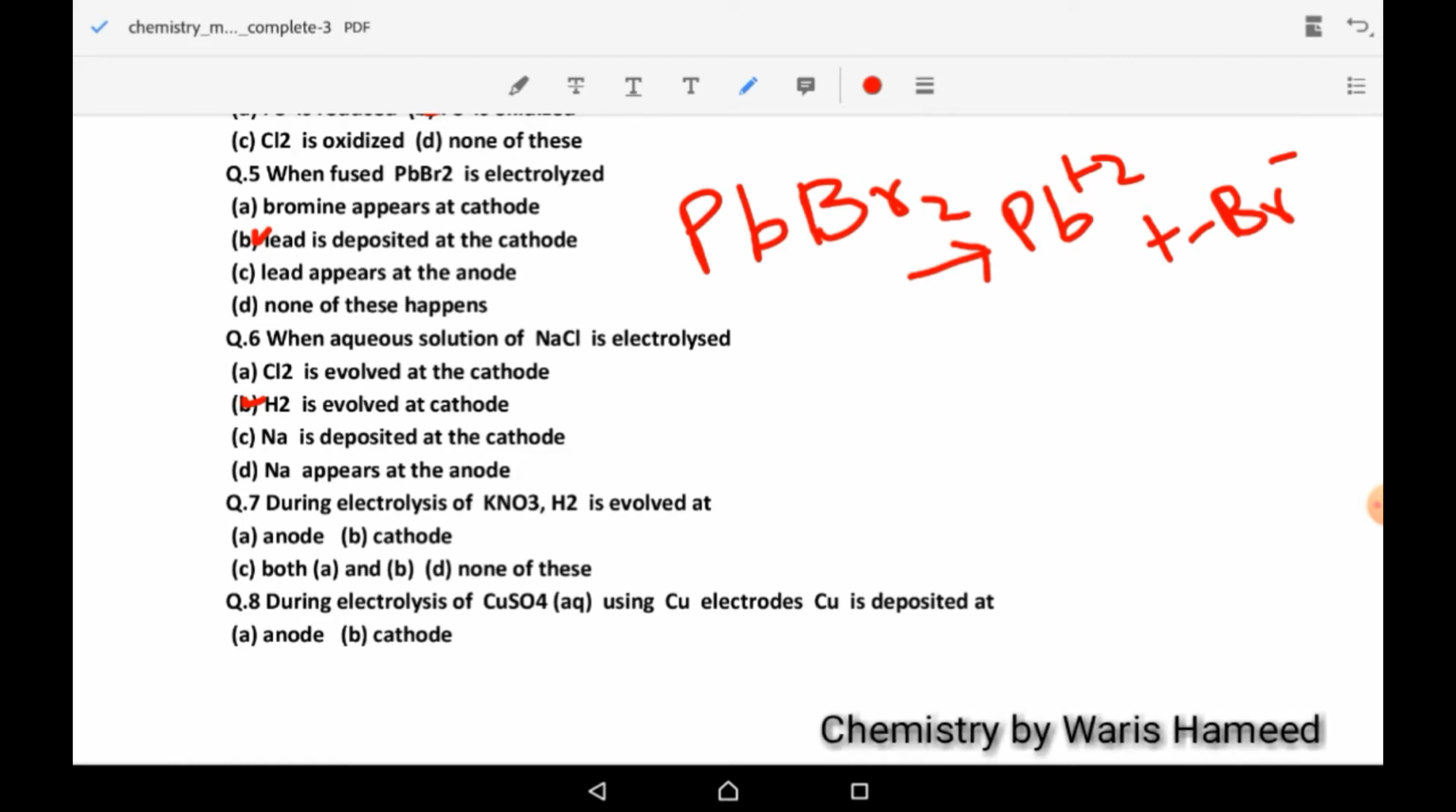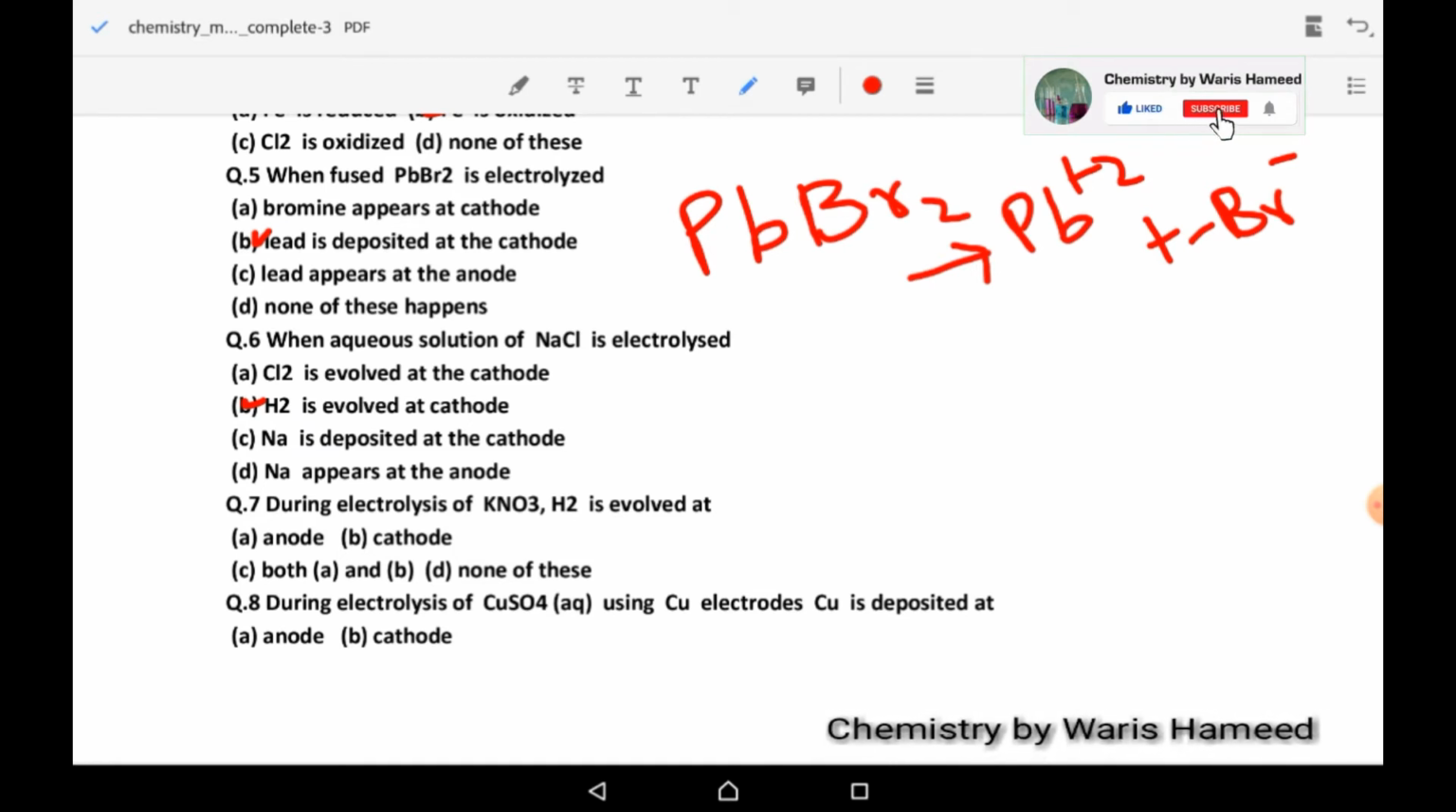In case of 7th MCQ, during electrolysis of KNO3, H2 is evolved at... H2 will evolve, same scenario will be here. Same case, water will be ionized and will form hydrogen ion, and this hydrogen ion will move toward cathode because hydrogen ions are positively charged and cathode is the electrode having negative charge. So H2 will evolve at cathode.